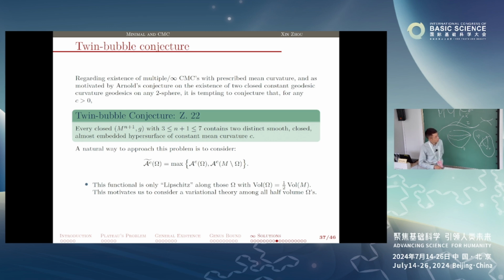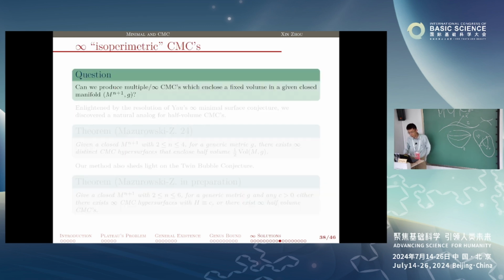The technical point is that this functional is only Lipschitz at the set which has half of the total volume. These functionals look like the absolute value of x, a function with a Lipschitz singularity there. This motivates us to consider something interesting: whether you can produce multiple CMCs which enclose a fixed volume.